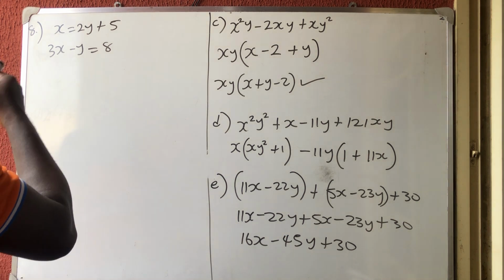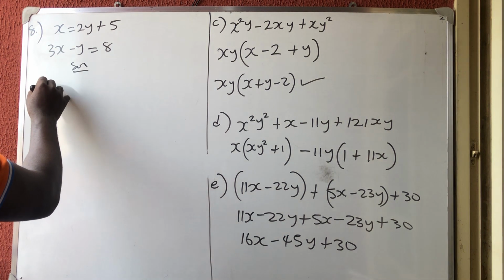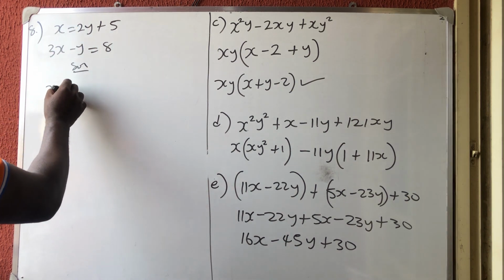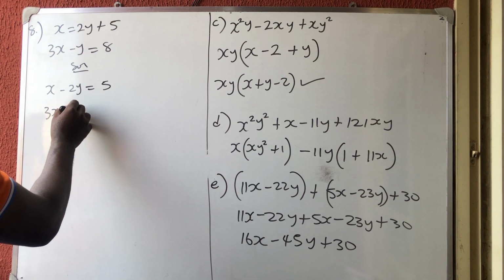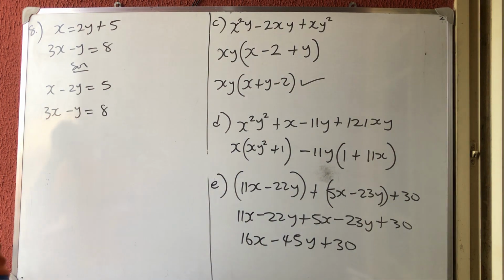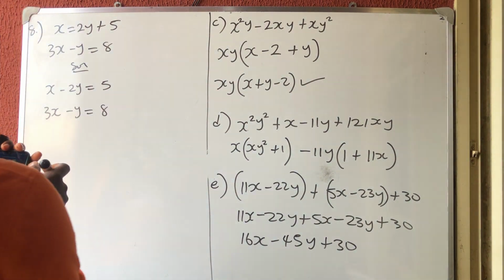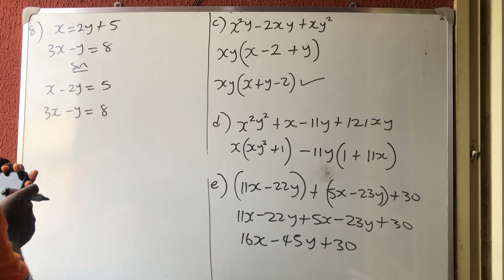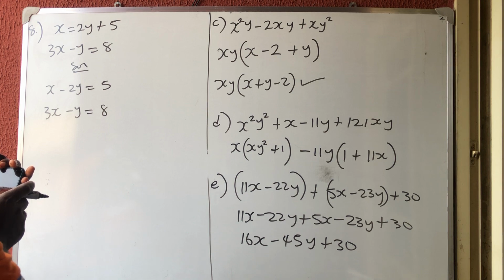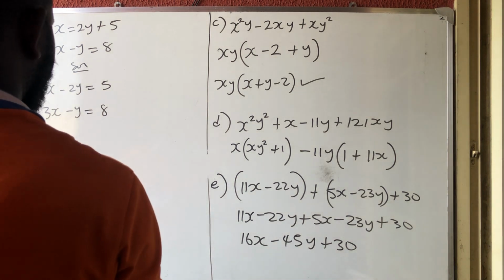So let us solve this. I'm having x, this one can come here to be minus 2y is equal to 5. And this one is 3x minus y is equal to 8. Let me use the elimination method. Since they didn't tell us a particular method to use, the easiest method you can use is elimination. But if they told you the method to use, please use that method. Okay? So they say using the elimination method is even written there.